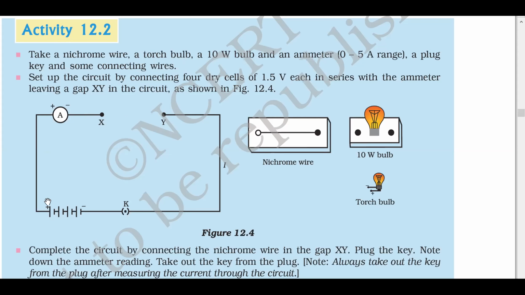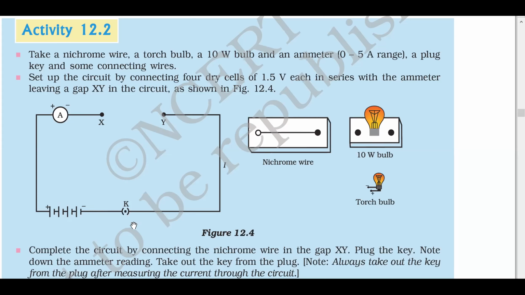What will be the potential difference of this battery if each cell is of 1.5 volt? ये बैटरी कितने की हो जाएगी अगर each cell 1.5 वोल्ट का है तो? 1.5 plus 1.5 plus 1.5 plus 1.5. It is 6. 1.5 into 4. Okay, so this will be a 6 volt battery.